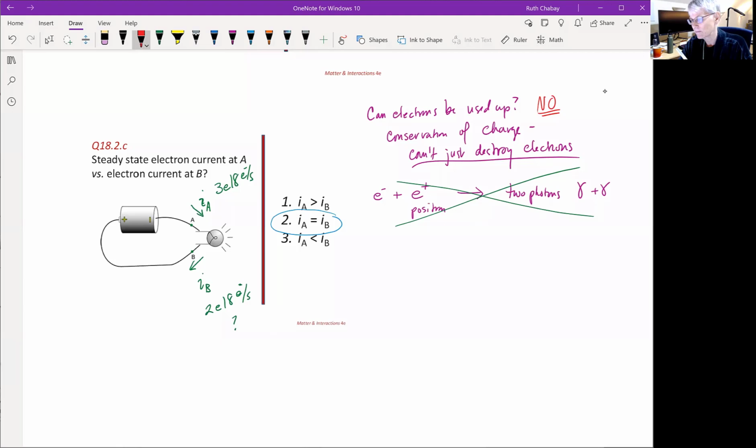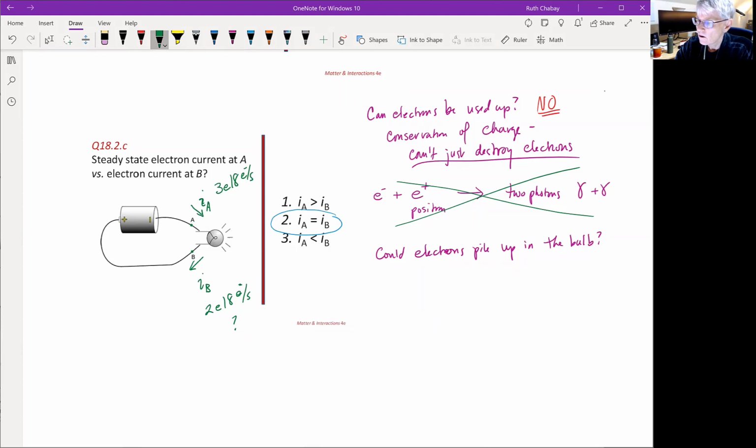So could electrons just pile up in the bulb? After all, the filament in a light bulb, if you've ever looked at an incandescent light bulb, is very narrow. And so it must be harder to get a lot of electrons through. Could they just pile up in the bulb?